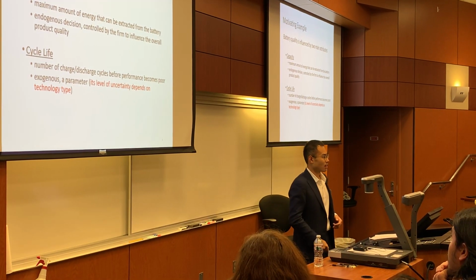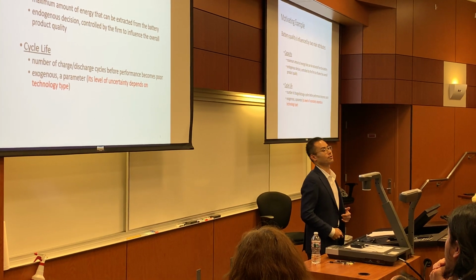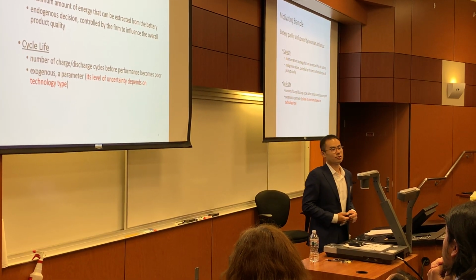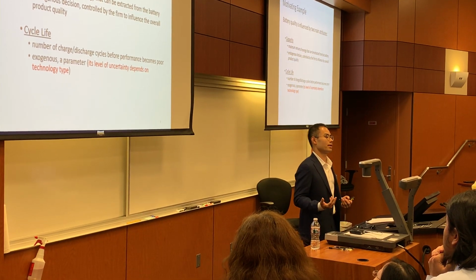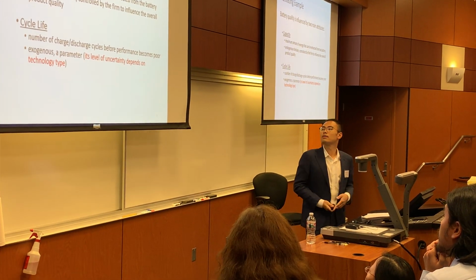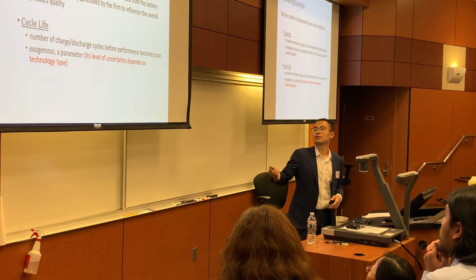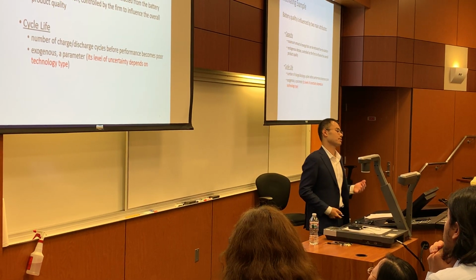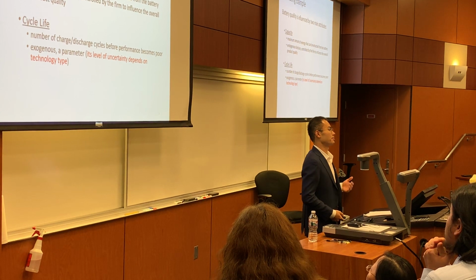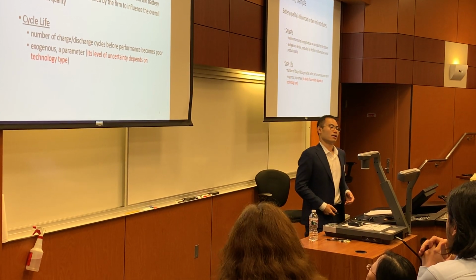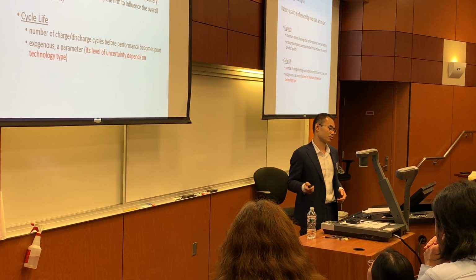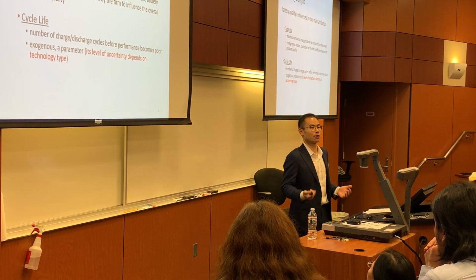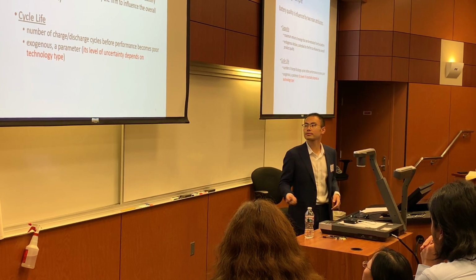But first things first, how do we define the quality of a battery, right? In general, there are two main attributes that will affect the overall quality of a battery. The first attribute is called the capacity, which is the maximum amount of energy that could be extracted from the battery. So this is the decision variable by the firm, and usually controlled by the firm to influence the overall quality of the final product.